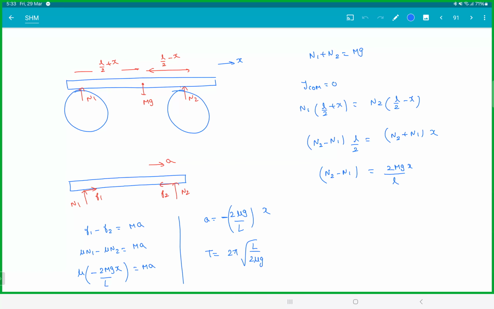This was the last thing that we did. The next part is angular SHM.